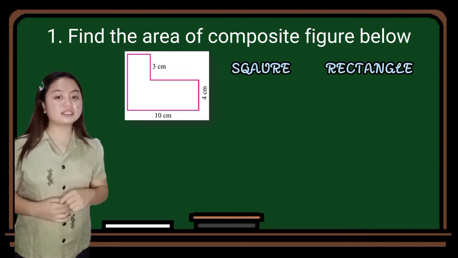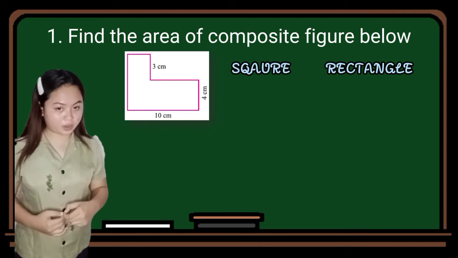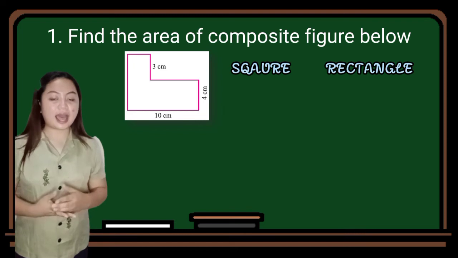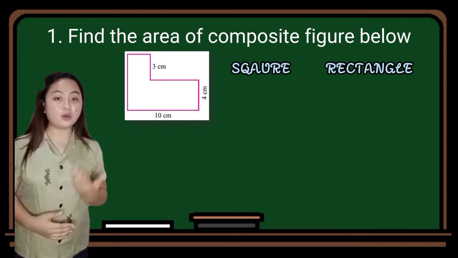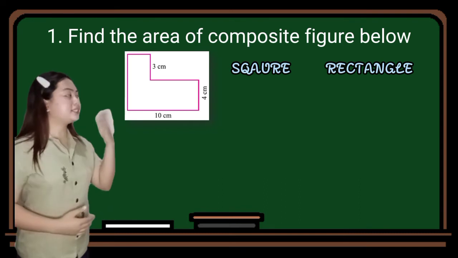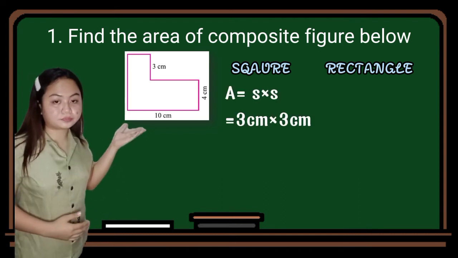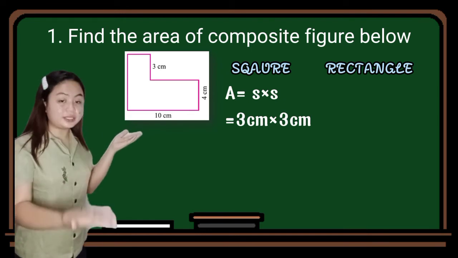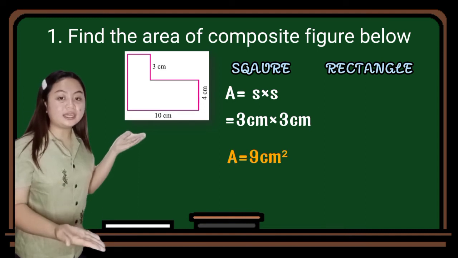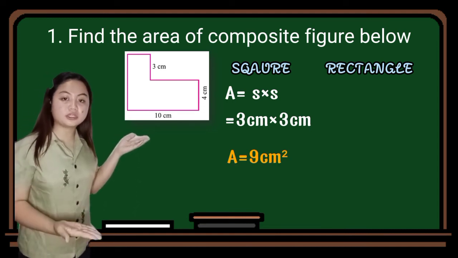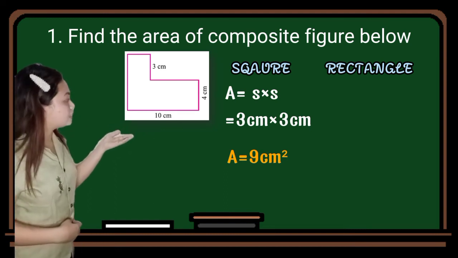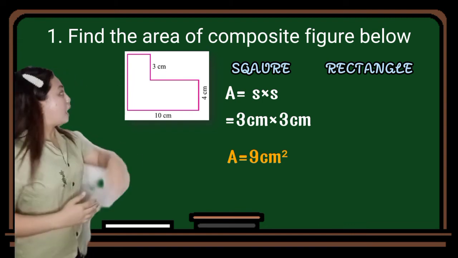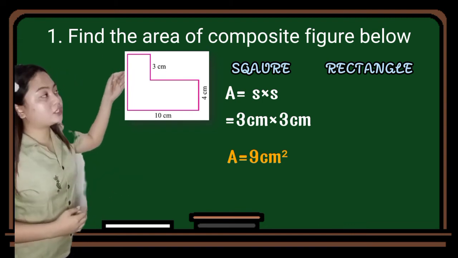Now solve this. First is the square. Let's say this square has measurements of 3 centimeters as its sides. So to find the area, we are going to multiply side times side. So we have 3 centimeters times 3 centimeters. That will be 9 square centimeters. So our area for the square is 9 square centimeters. So remember, our area is 9 square centimeters.